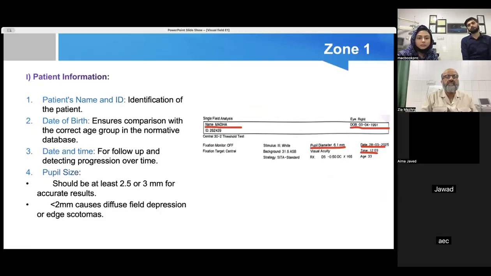I'll discuss each zone one by one in detail. Zone 1 is the patient information. It consists of the patient name and ID to identify the patient, date of birth for comparison of the patient's sensitivity with the normative database of the same age group, date and time for follow-up and detecting progression over time. For precise results, the pupil size should be at least 2.5 to 3 millimeter. If pupil size is less than 2 millimeter, it can cause generalized field depression or peripheral scotomas.